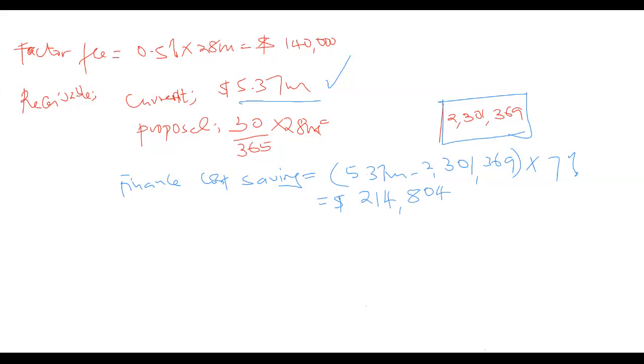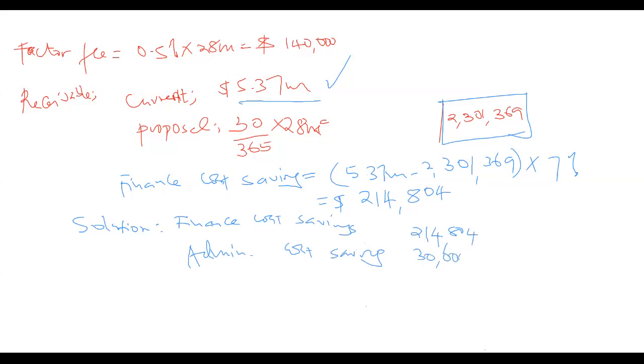Yes, that is it. We analyze option one. We can begin with savings, first the finance cost saving, which we have just obtained here as 214,804. Then we have admin cost saving, which we'll be told per year is equal to 30,000. We less the cost of the factor fee, and the fee we got is 140,000.